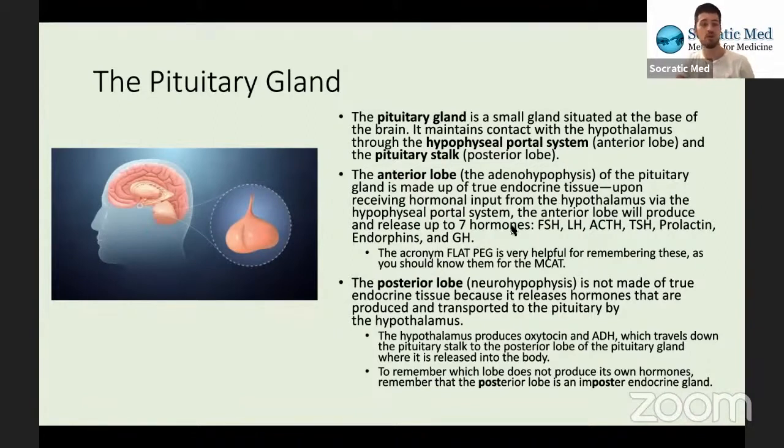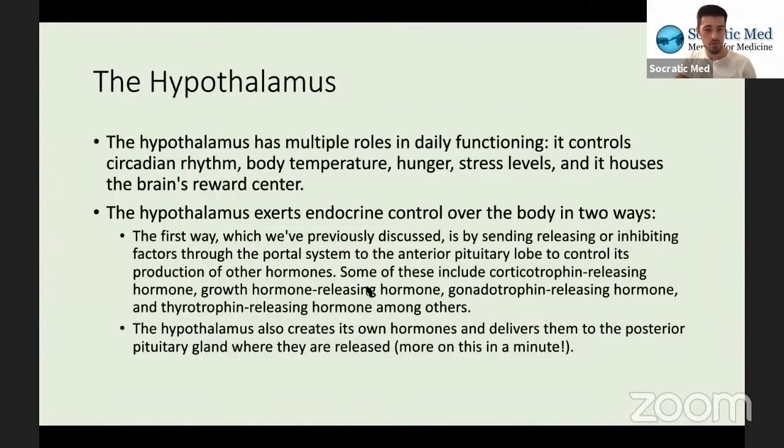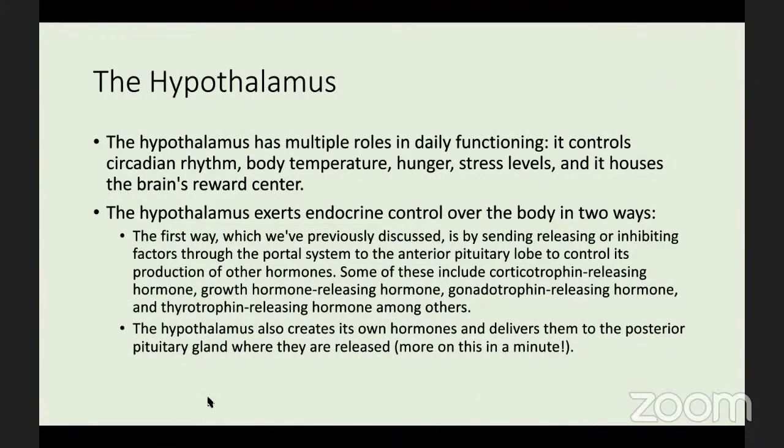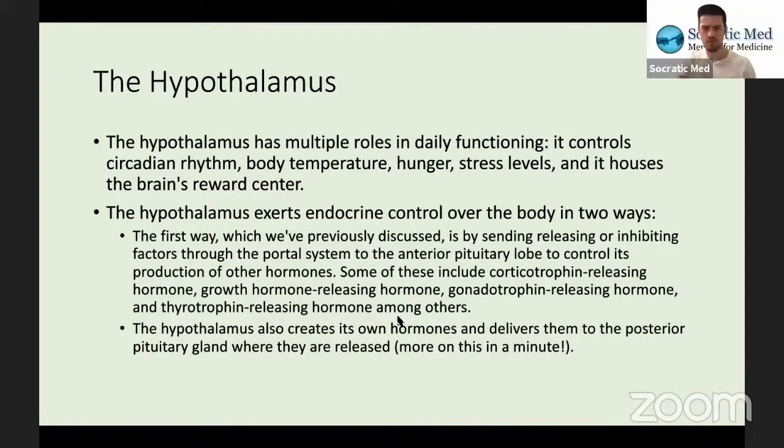So we talked before about the, right over here, hold on. I thought it was on that slide.